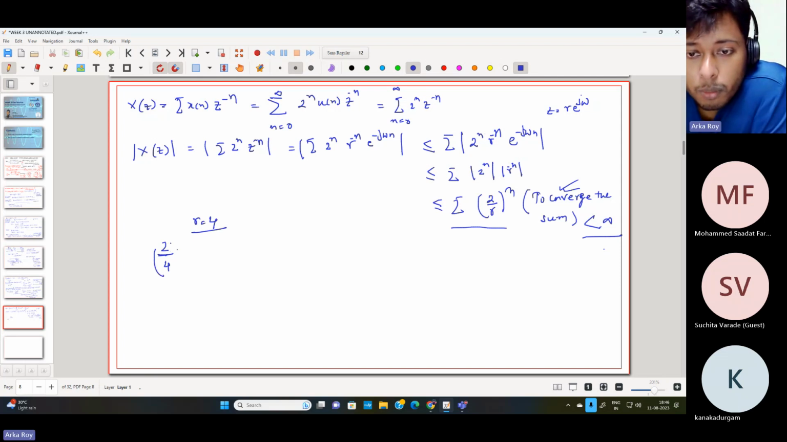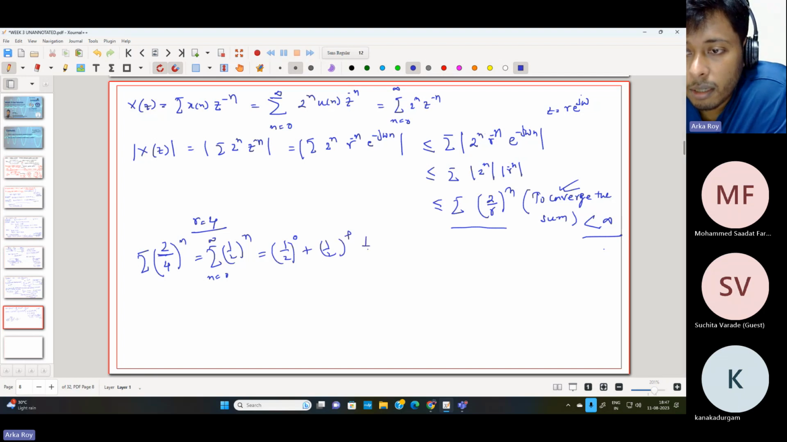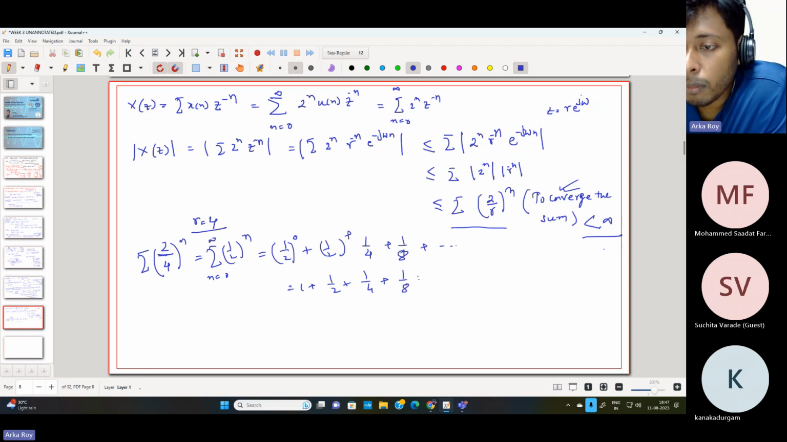So it will be (2 to the power 4) whole to the power n summation, so it will be half to the power n. If I consider n starting from 0 to infinity, as we had previously seen that this is a right-sided sequence, I can write half to the power 0, then half to the power 1, then 1 by 4, then 1 by 8, like this. Therefore, we can see 1 plus half plus 1 by 4, 1 by 8. This is also an infinite GP series, and the common ratio is half, which is less than 1. Therefore, I can say that the summation will converge.